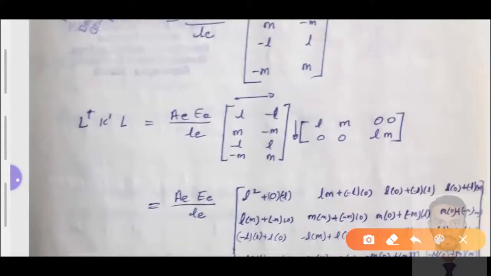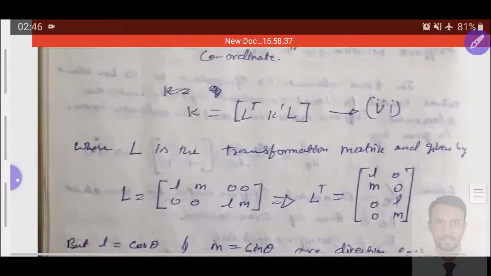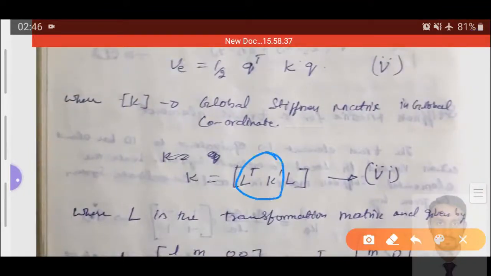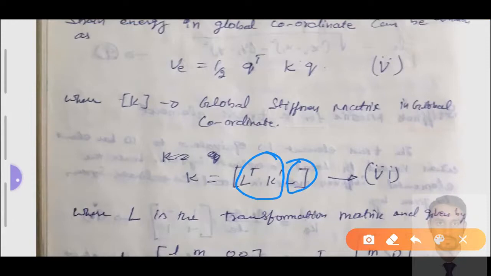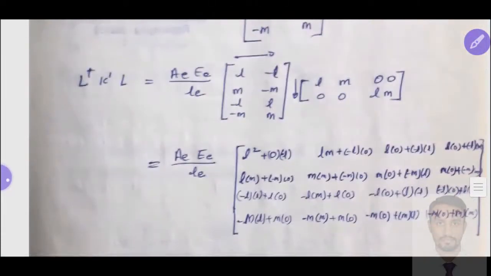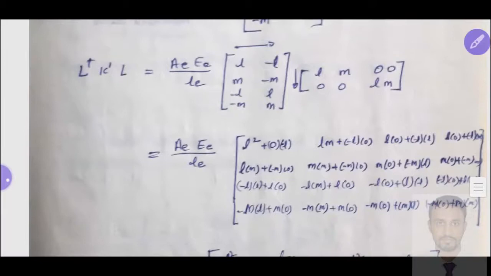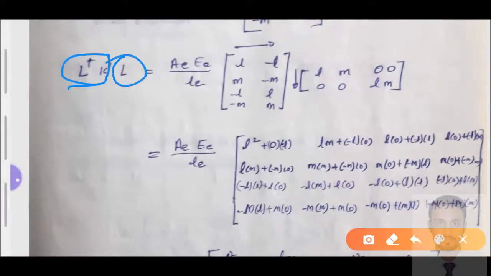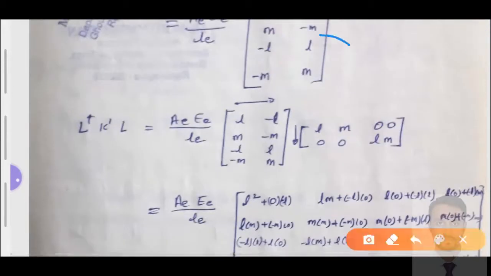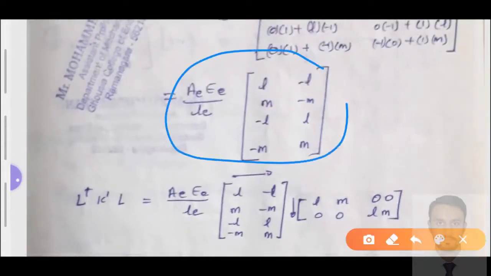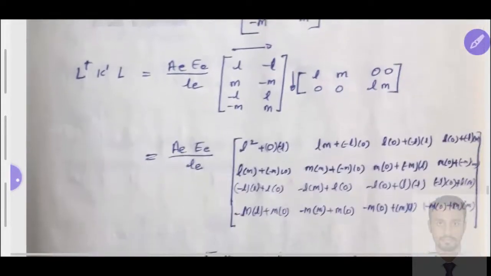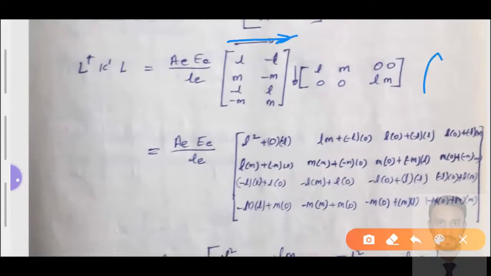Then we need to go on to getting the global stiffness matrix. We got the value of these two, and we need to multiply by the L matrix. K is equal to L transpose matrix K dash into L, where L means the transformation matrix. So now that we have this value, multiply by the L value. L is nothing but what we found, [L M 0 0; 0 0 L M], multiplied to this matrix. Now resolve here with respect to row and column.